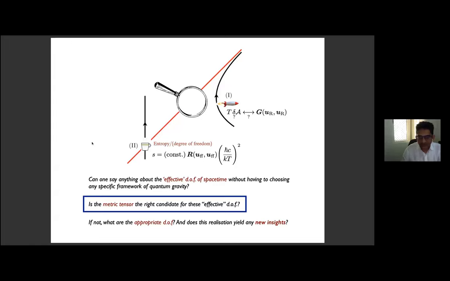And the key question that helps us start setting up the formalism is whether the metric tensor is the right candidate for even describing the effective degrees of freedom. There are questions and issues surrounding this, but I'll try to indicate the simplest object which can replace the metric tensor and give you a characterization of space-time geometry by taking into account some of the non-local effects because of the existence of zero point length.